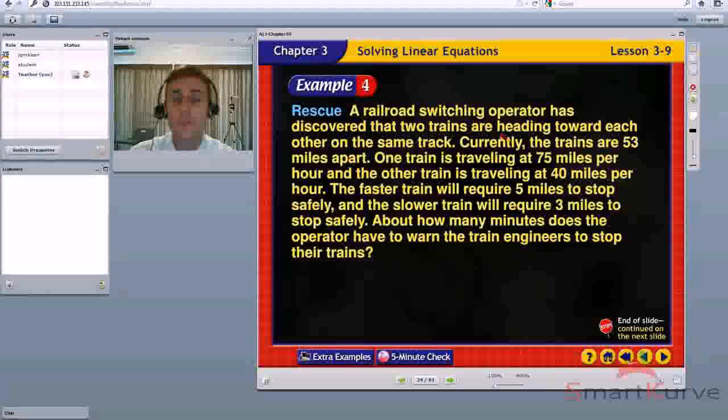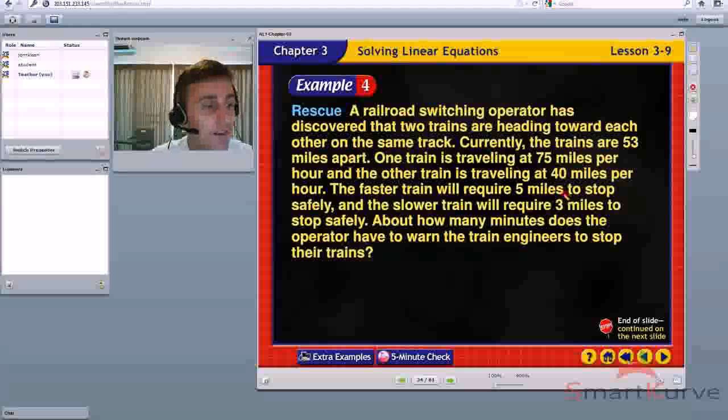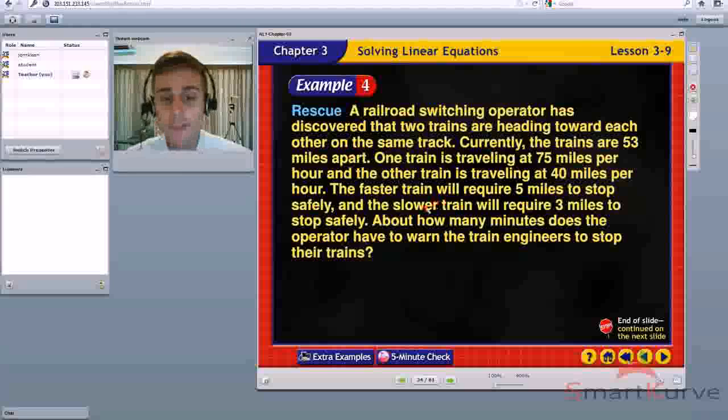A railroad operator has discovered that two trains are heading toward each other on the same track. Currently, the trains are 53 miles apart. One train is traveling at 75 miles per hour. The other train is traveling at 40 miles per hour. The faster train will require 5 miles to stop safely, and the slower train will require 3 miles to stop safely. About how many minutes does the operator have to warn the train engineers to stop their trains?